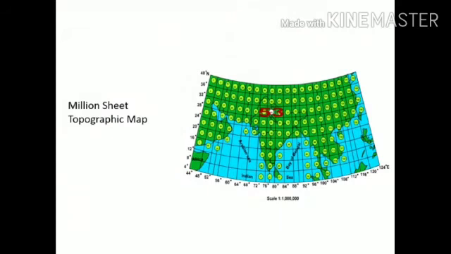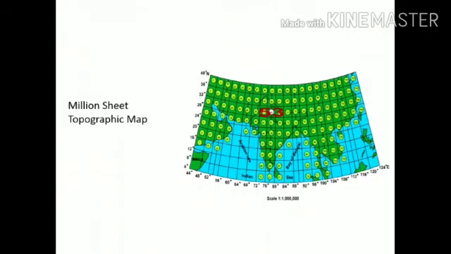The extent of million sheets is 4 degrees of latitude and 4 degrees of longitude. A total of 36 million sheets are drawn to cover our whole country. They are numbered 45, 46, 47. The scale of these sheets is 1:1 million. That is, 1 centimeter is equal to 10 kilometers.